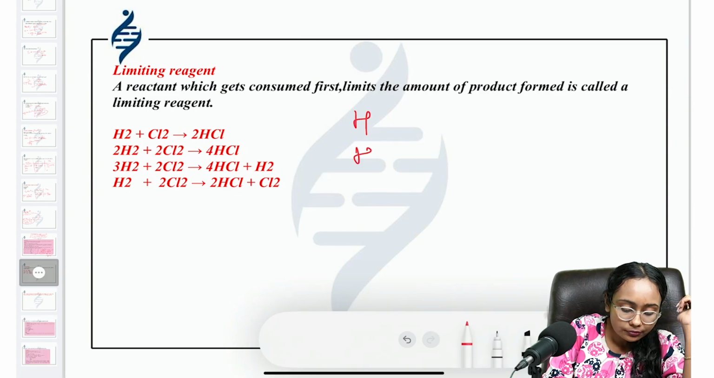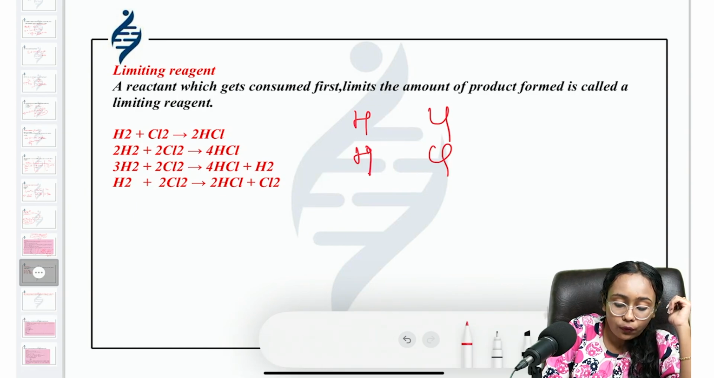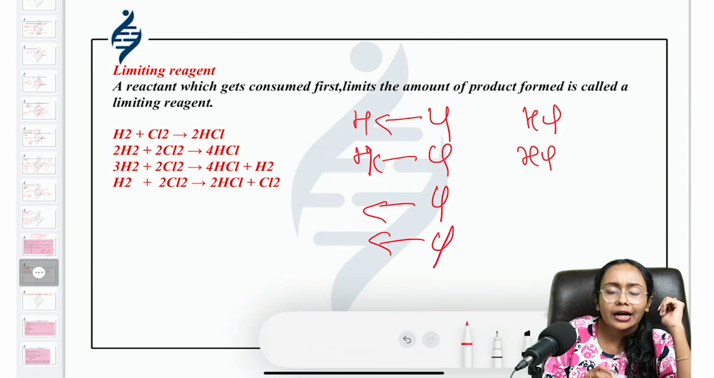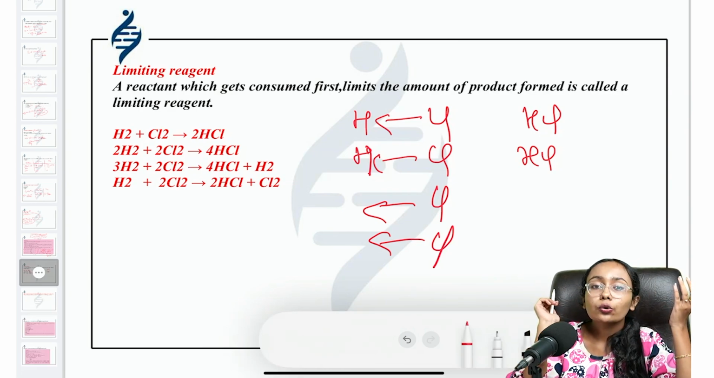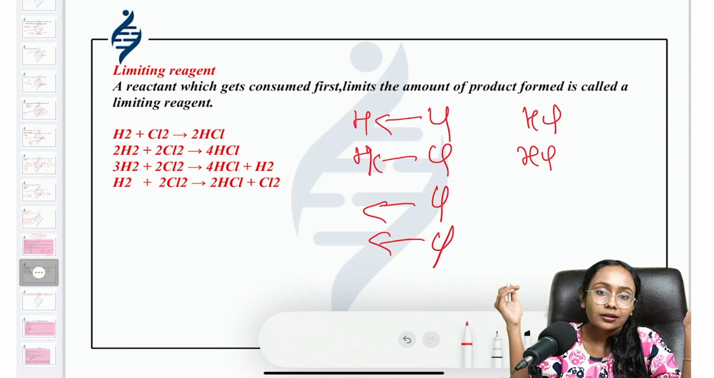H2 means 2 hydrogen atoms. 2Cl2 means 4 chlorine atoms. This chlorine and hydrogen combine to form HCl. Here also HCl. Here there are not enough hydrogen atoms to combine with chlorine, so which is the limiting reagent? Only 2 hydrogen atoms are there. It is completely used up in the reaction.